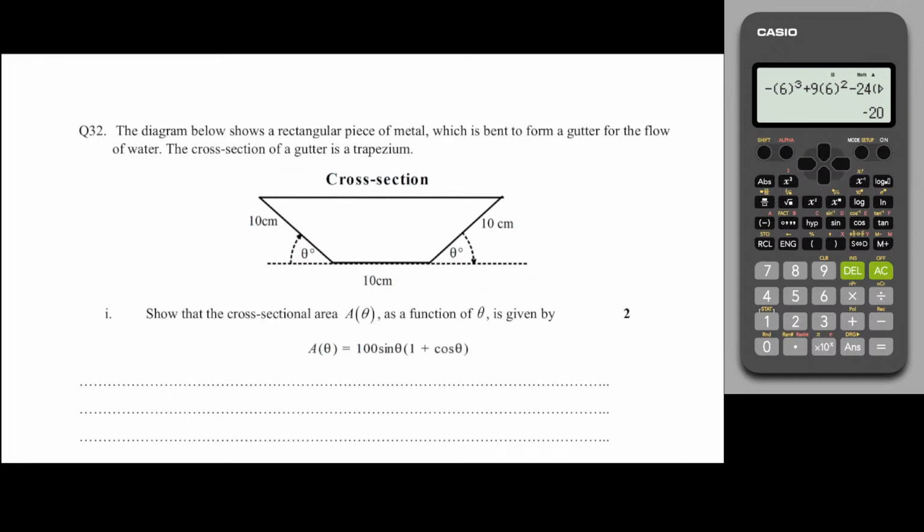Okay, the diagram below shows a rectangular piece of metal that has been bent to form a gutter for the flow of water. The cross section of the gutter is a trapezium. The cross-sectional area A of theta as a function of theta is given by A(theta) equals 100 sine theta (1 plus cos theta). Lordy lordy. Alright.